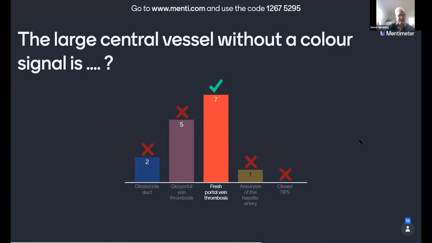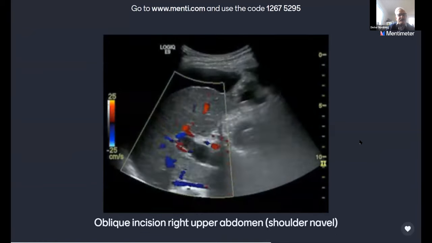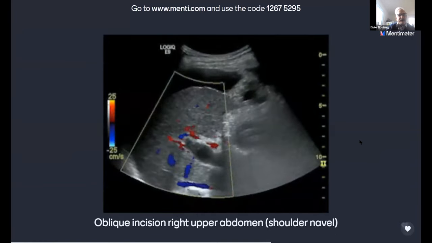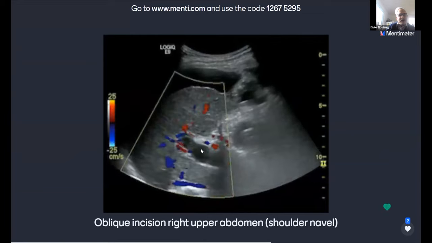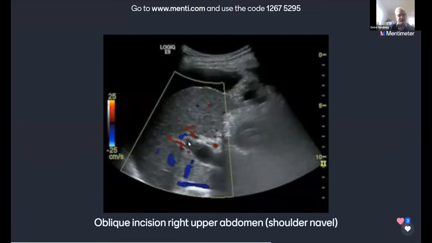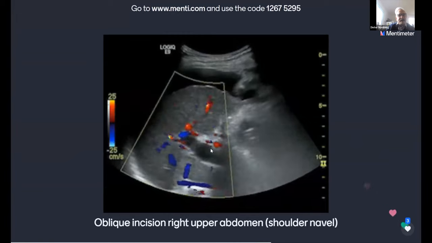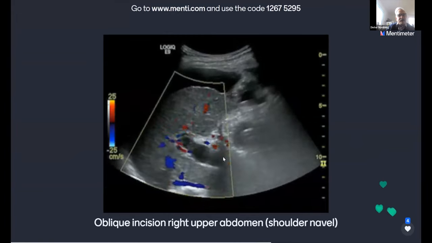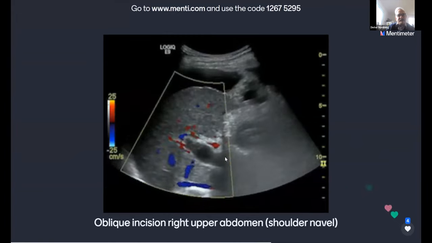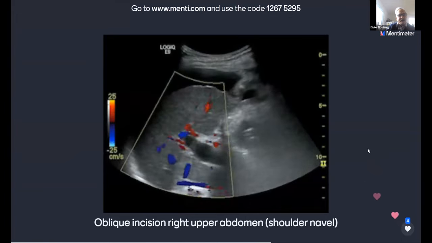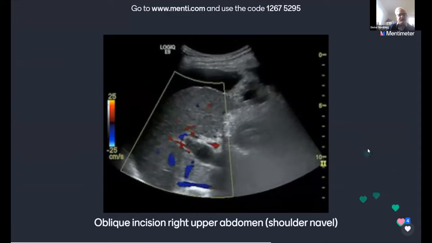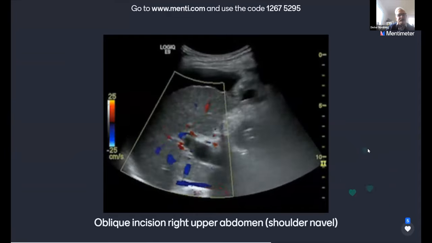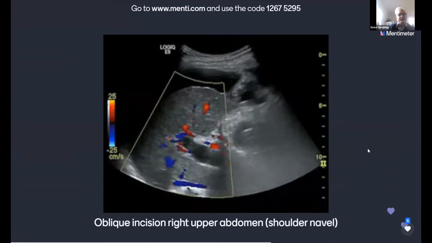Okay, we discussed the differentiation of old and fresh portal vein thrombosis. Most of you are right: this is a portal vein thrombosis, with no signal in the portal vein. If it is very anechoic, then it's a fresh thrombosis. If it is echo-rich, then it's more an old one.